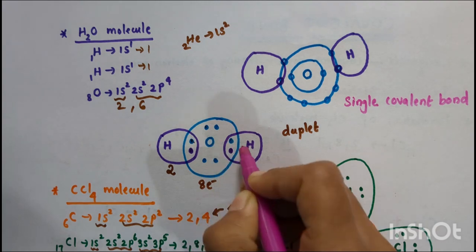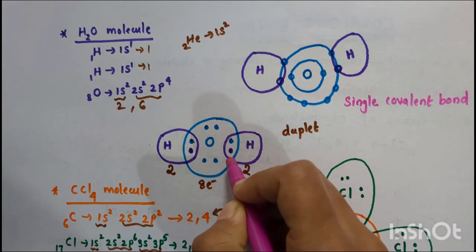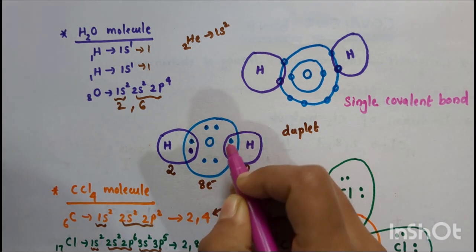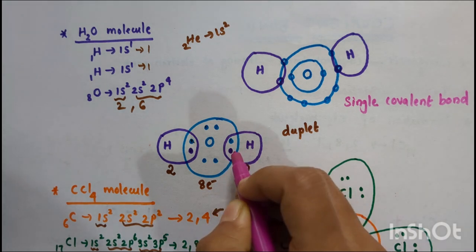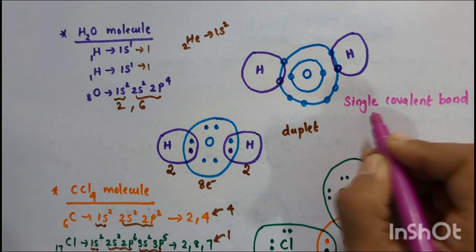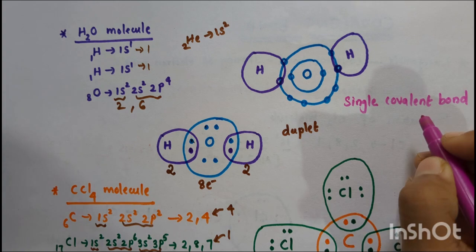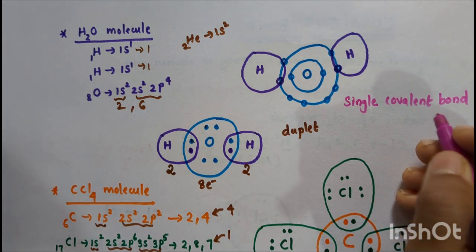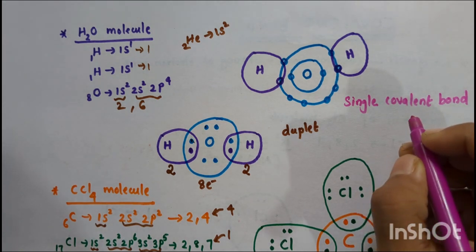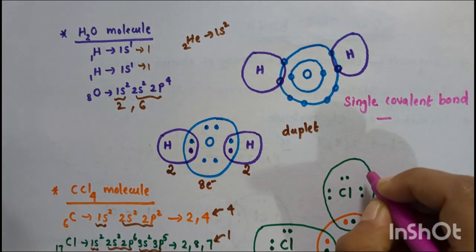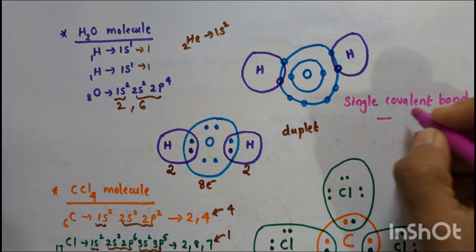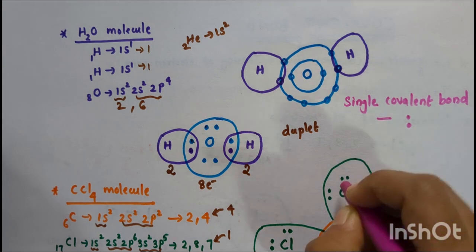These 2 atoms also share 1 pair of electrons between them. So 1 pair of electrons, or 2 electrons, are shared between these 2 atoms. So they are said to be joined by a single covalent bond. And you see, the single covalent bond is represented by a single line between the atoms, or you can use a pair of dots between the atoms.